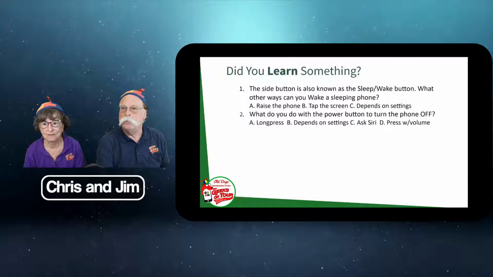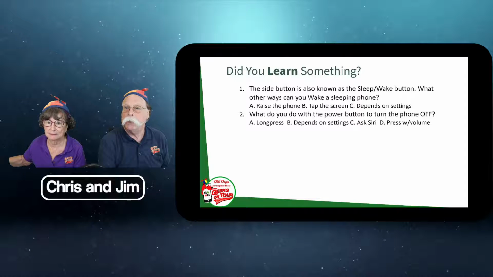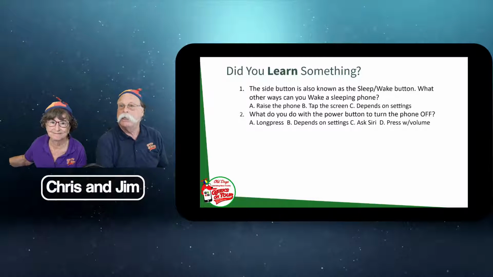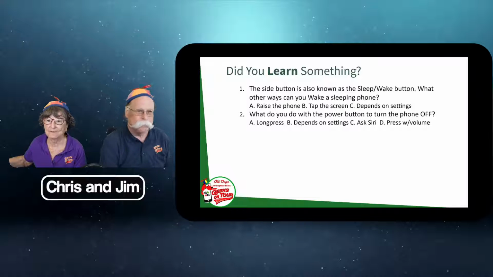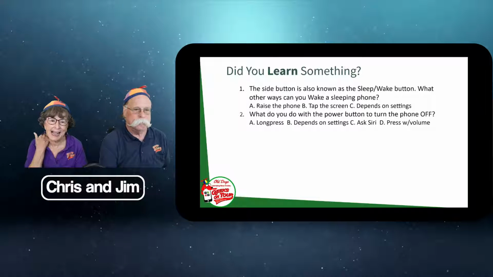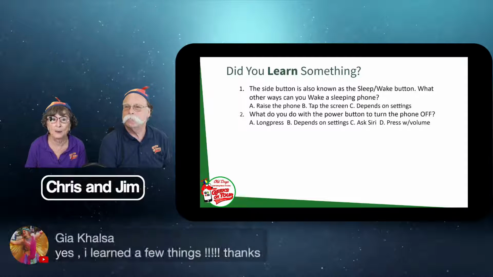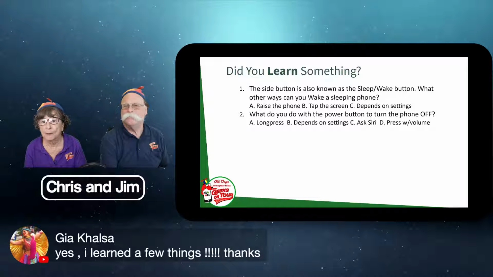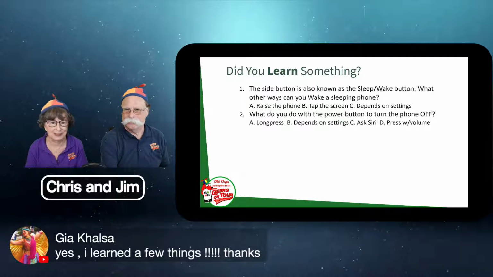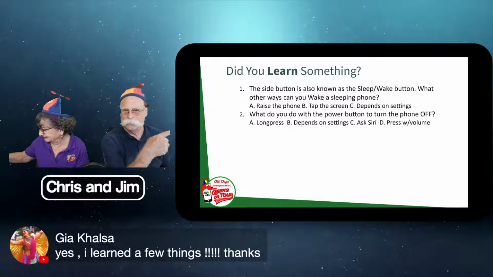Okay, what do you do with the power button to turn the phone off? Is it A, long press, B, depends on settings, C, ask Siri, D, press with the volume button? The way they're working now, at least both of my phones, will bring up the power off menu if I hold the power and a volume key. But it also depends on settings.